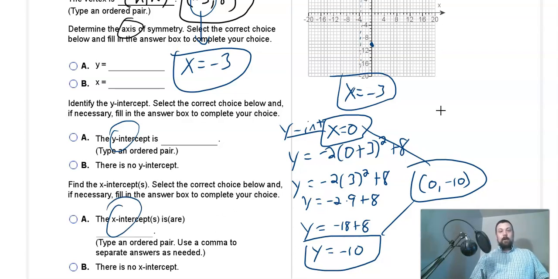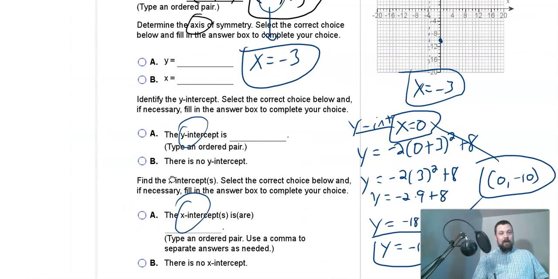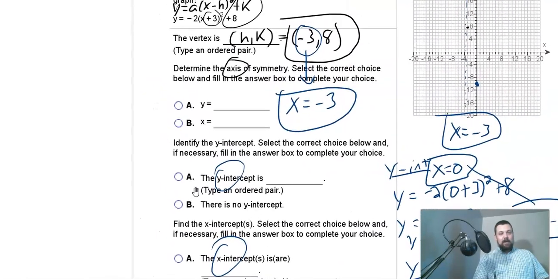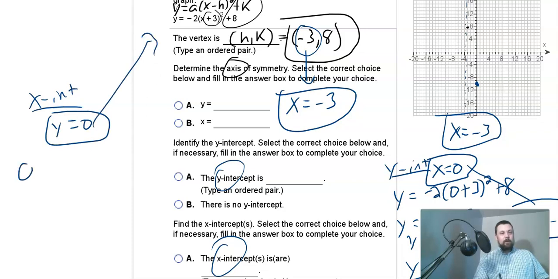X-intercepts. Right, so to calculate these, it's going to take some work. So let me take advantage of the fact that I can scroll from side to side here, and we'll just put the x-intercepts over here. Now to find the x-intercepts, you set y equal to 0, so we're going to plug that into the equation. We get 0 equals negative 2 times (x plus 3) squared plus 8. We'll solve this for x by subtracting 8 from both sides first.